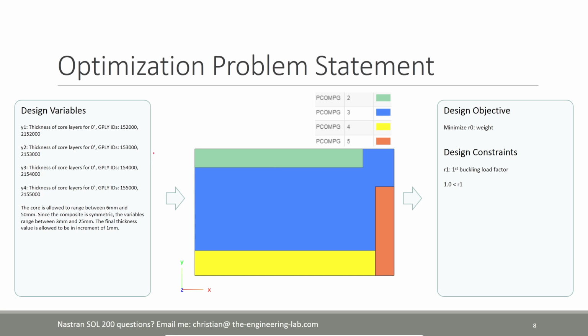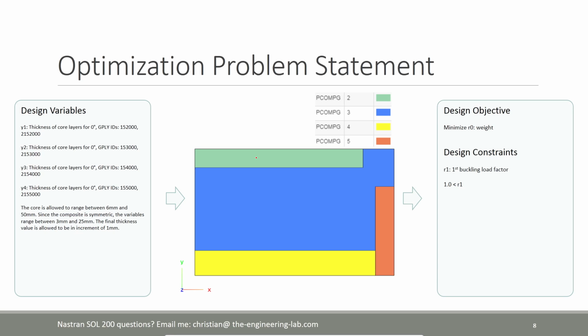Let me discuss what the optimization problem statement is for this workshop. As always, please take a few moments to draft out what your variables, your objective, and your constraints are. This will help you when you need to talk to somebody else about your optimization problem, or when you're configuring your optimization. It always helps to have the problem statement written out.